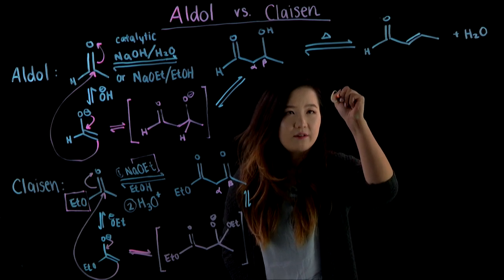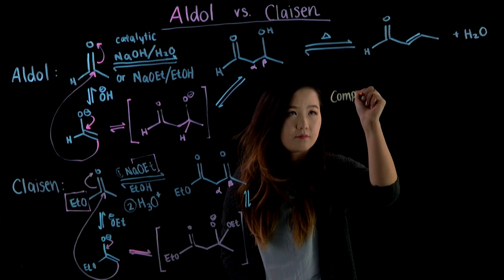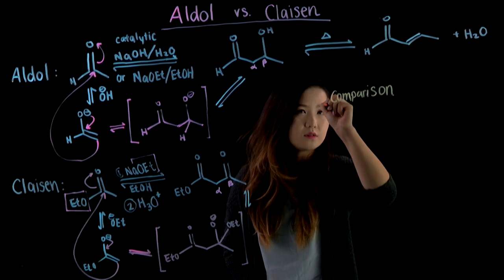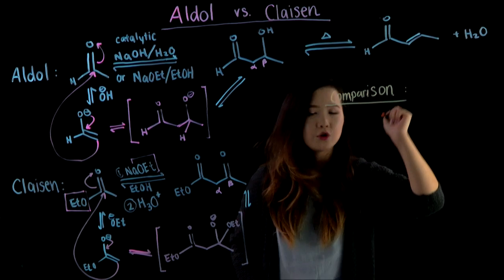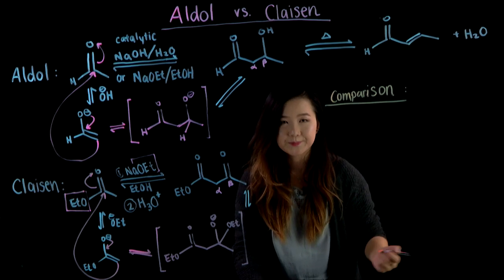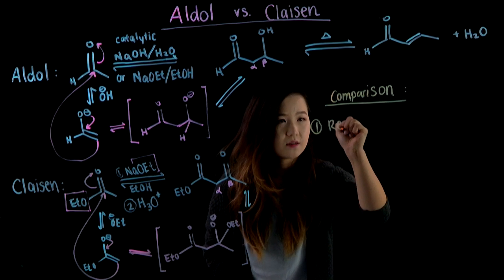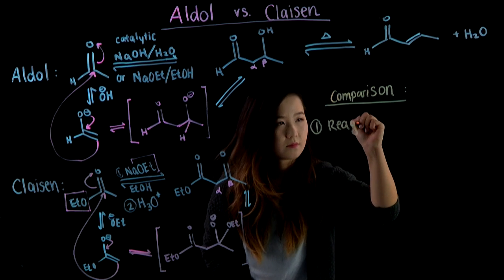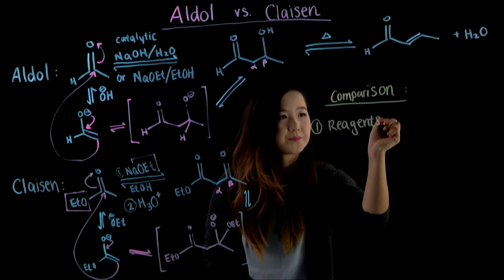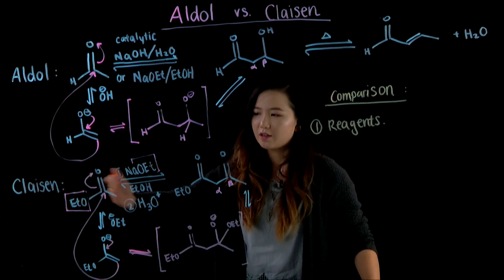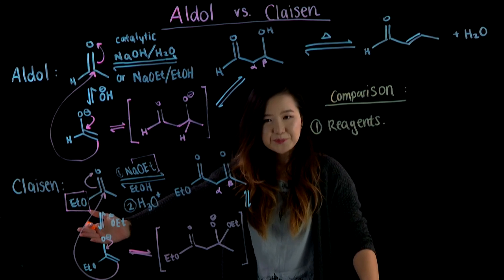So when comparing between your aldol and your Claisen, we would want to look at three things. The first is the reagents. Where you see an aldol, you're using an aldehyde. Claisen, you're using an ester.